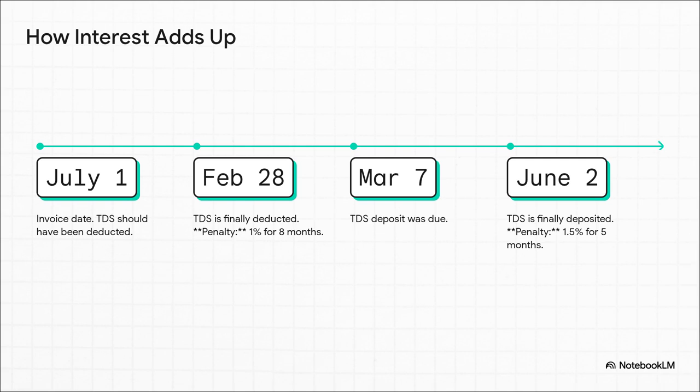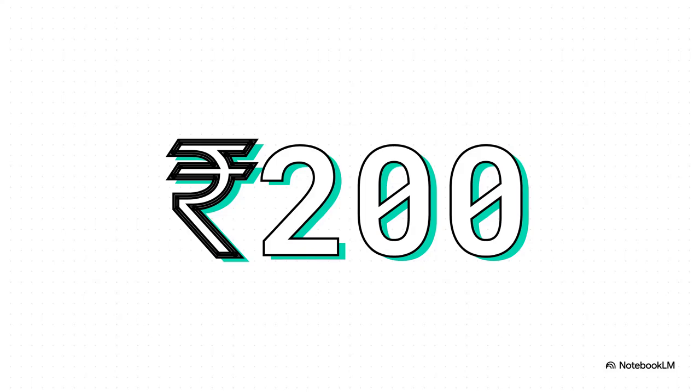Let's say you don't actually deposit that money until June 2nd. Now you're going to get hit with the higher 1.5% interest for the delay from February through June. That's another 5 months of interest. You can see how these penalties can really escalate. Okay, so that was interest.